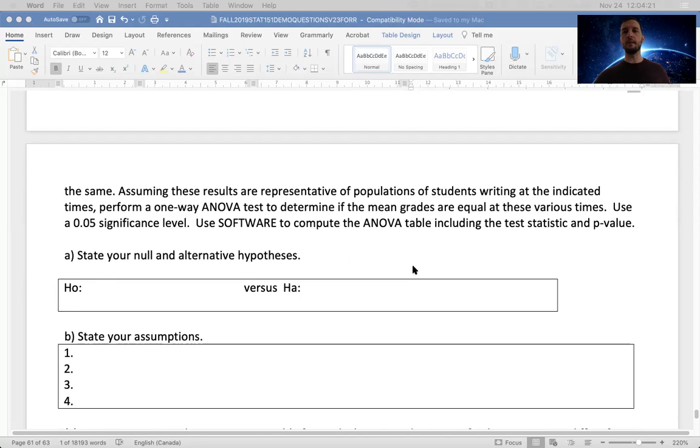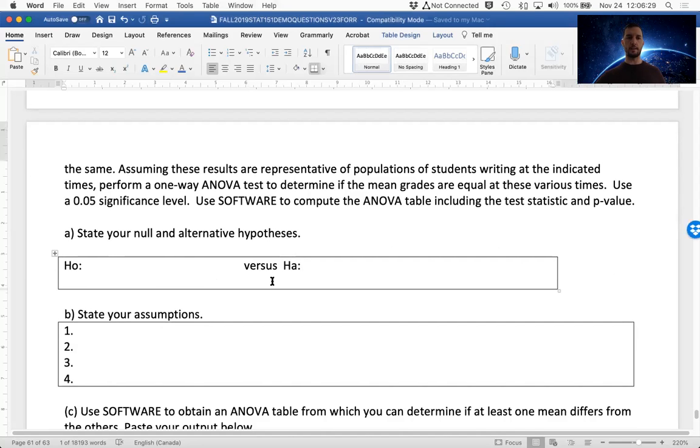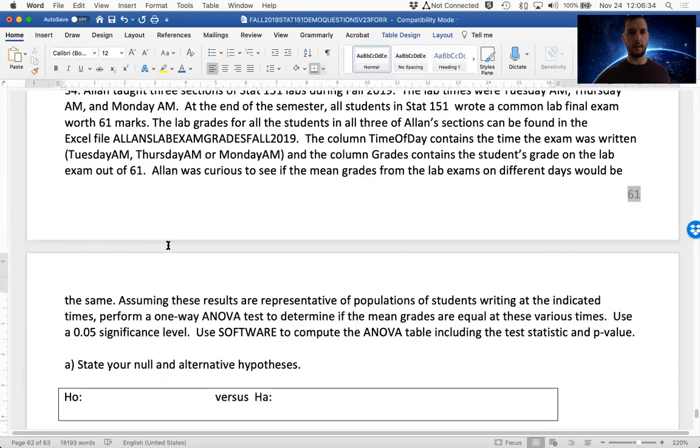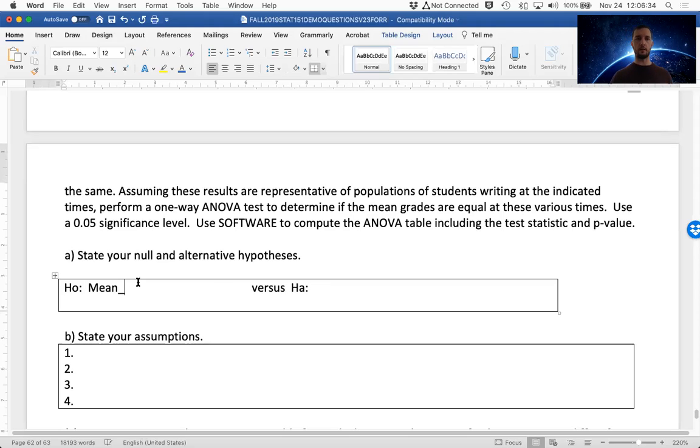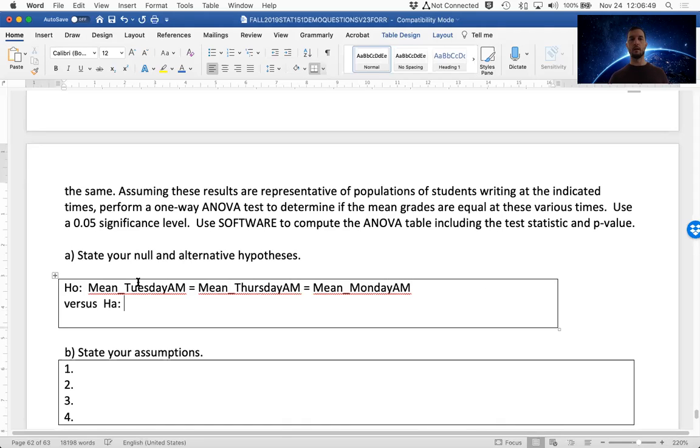So in this situation, we have H naught. So we'll have mean Tuesday AM equals mean Thursday AM equals mean Monday AM. Okay, so that is the null hypothesis, equivalence between the population means of the 3 different times. And this is against the alternative, at least 2 means are different.